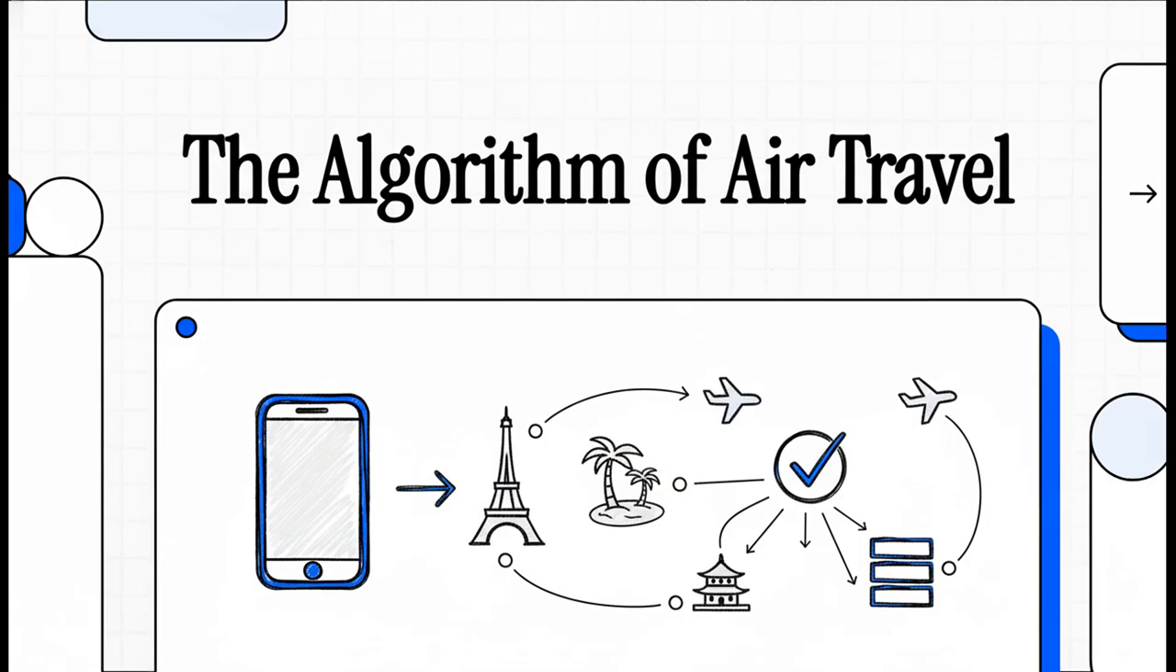You know the drill, right? You pull out your phone, open up a travel app, type in where you want to go, and boom, in just a few seconds, you've got a whole list of flight options. It feels like total magic. But what's happening behind the screen isn't magic at all. It's actually a really powerful way of thinking, one that solves some of the world's most complicated puzzles. So let's pull back the curtain and see how it works.